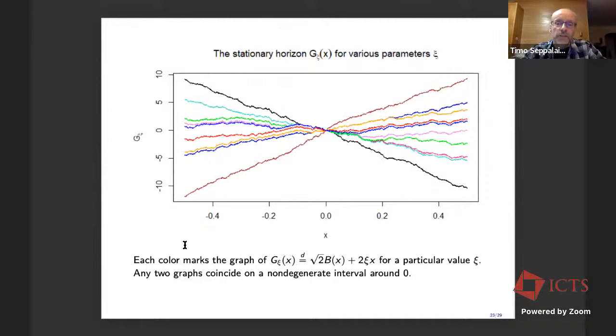The graphs of different colors, those are the G_ξ states for different values of ξ. And they all go through the origin. That's just by definition. They're two-sided Brownian motions with drift, so they're all pinned at the origin. But every pair also agrees for a while around the origin in a non-trivial interval. Not maybe so terribly well visible, but it's true anyway.